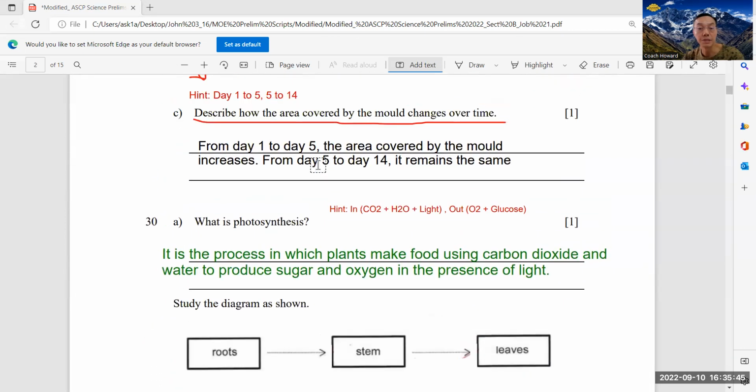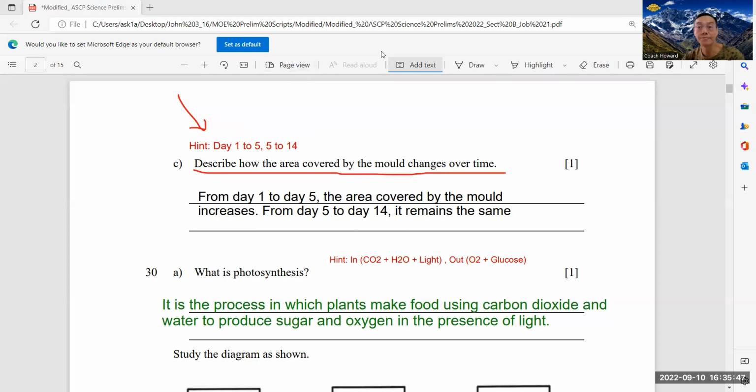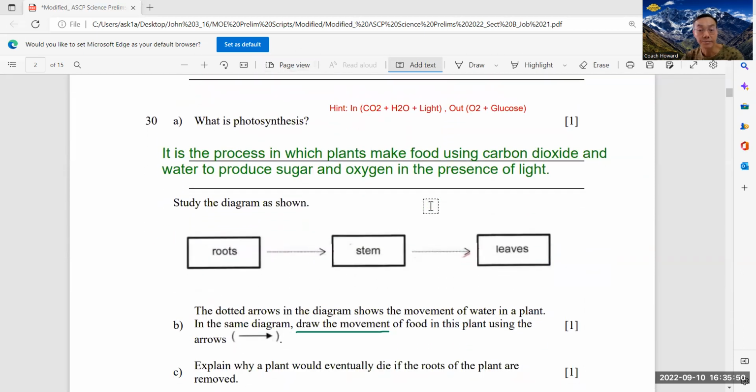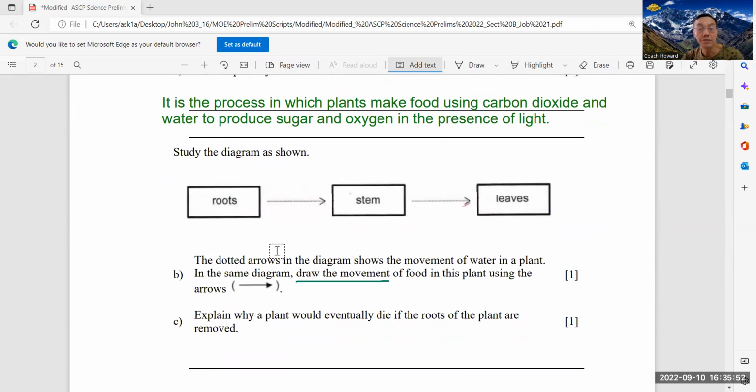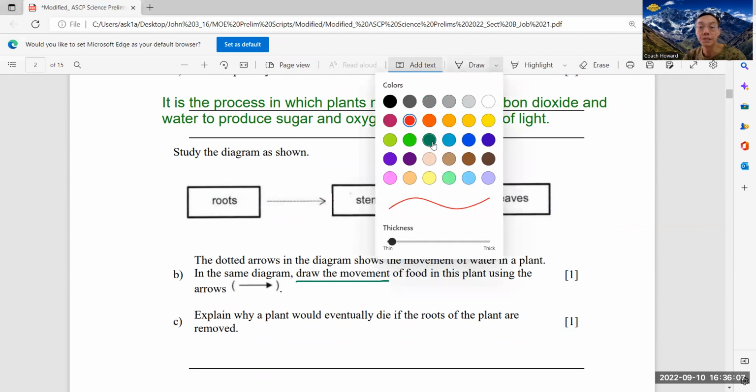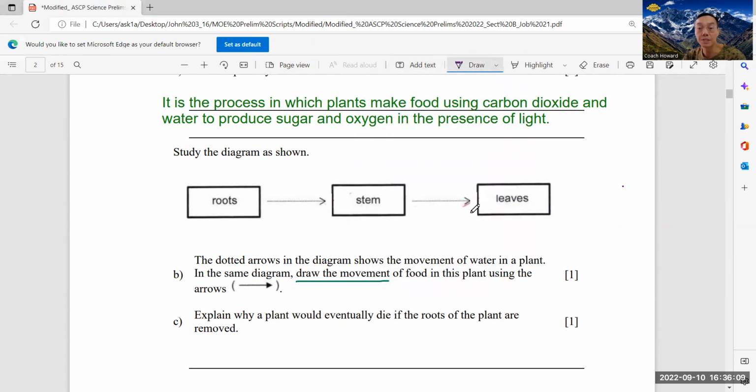Okay, so this is the part you have to describe. Okay, next, the dotted arrow in the diagram shows the movement of water in a plant. In the same diagram, draw the movement of food in this plant using arrows. So for this question, it's very simple. You just draw from the leaves because leaves make food, right? So you go to the stem, and the stem acts as a transport system to send the food to the roots. So you should draw these 2 arrows.